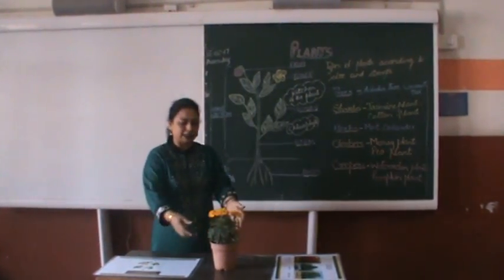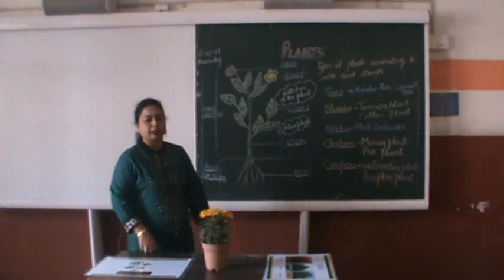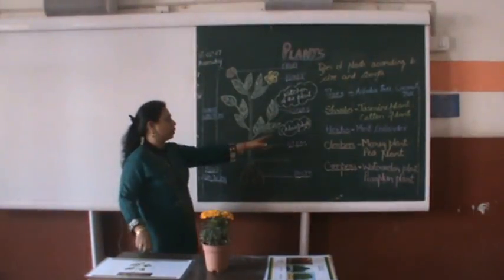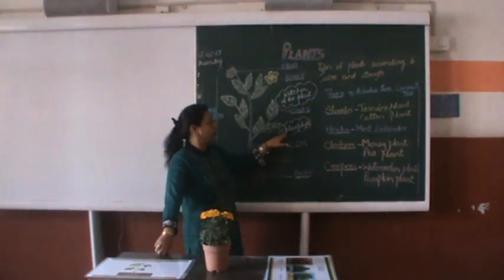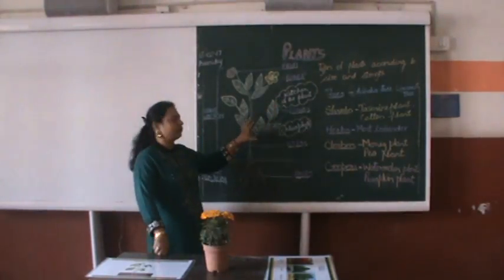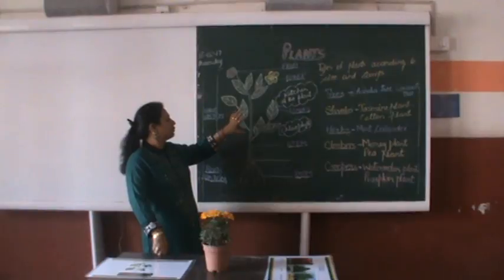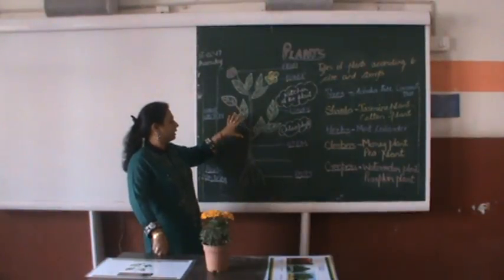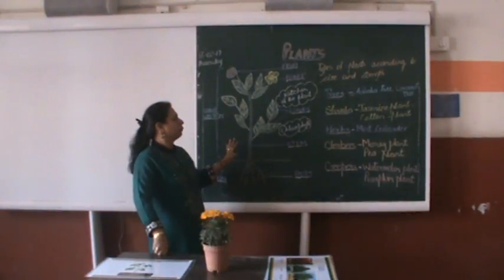Next part is leaves. Leaves are basically green in color, and they are green because of the presence of one pigment called chlorophyll in them. They are also called the kitchen of the plant because they prepare food for the plant, and this food is then transported from leaves and stem to different parts of the plant.